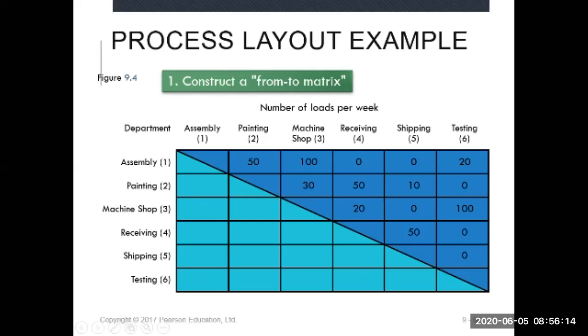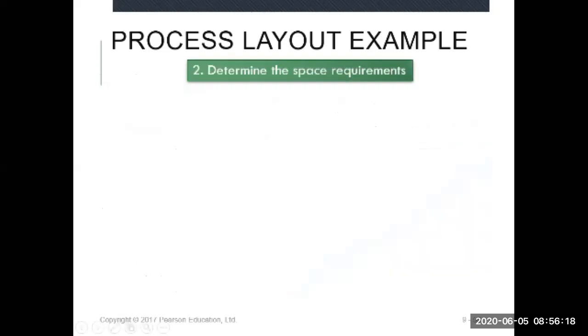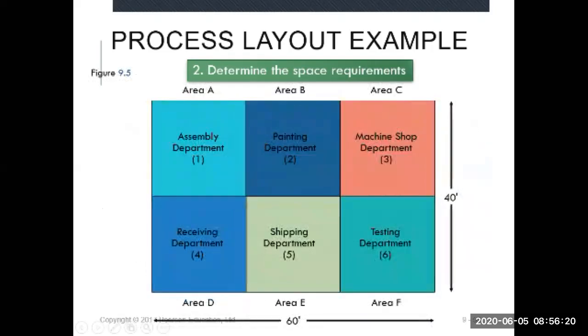Next, first you have to construct a from-to matrix. Then this is the initial design. Let's say initially we just put the area here. Remember the space area is the same. We assume that every department has the same space area. So this is the original area.